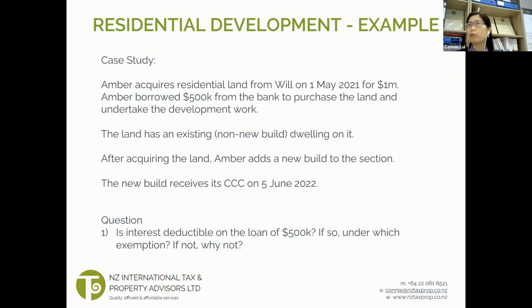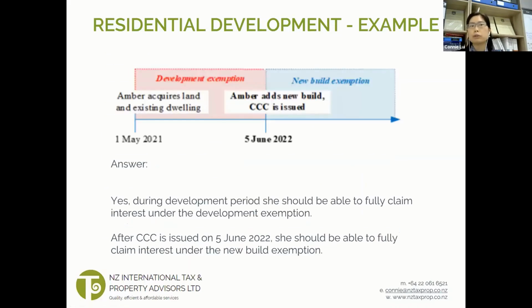Brendan and Wayne, you both got it right. Both are deductible, but under different exemptions. From 1st of May 2021, it is the development exemption, and then from 5th of June 2022, it will be the new build exemption, because that's when the Code of Compliance certificate was issued. So during the development period, it would be under the development exemption, and after the Code of Compliance certificate is issued, there will be the new build exemption. So throughout the period, Amber can fully deduct interest.